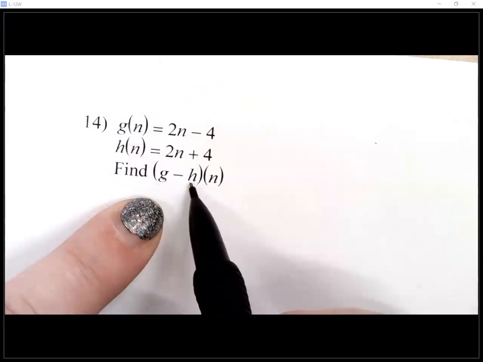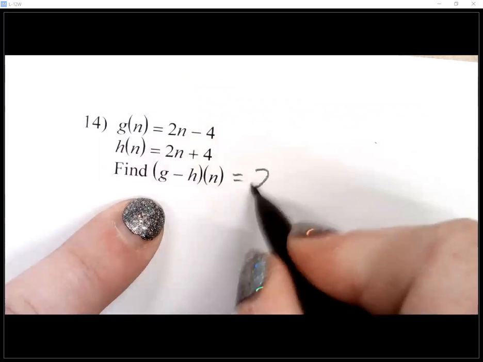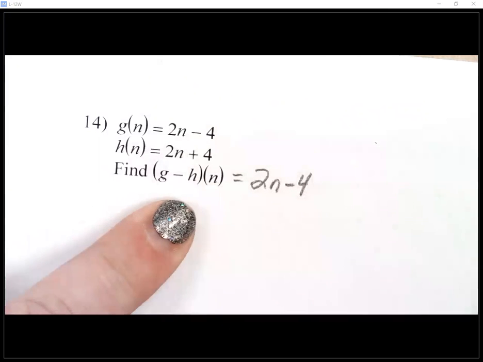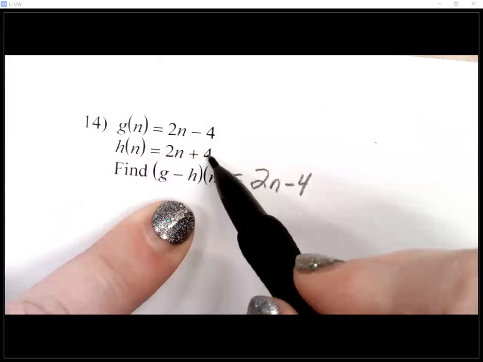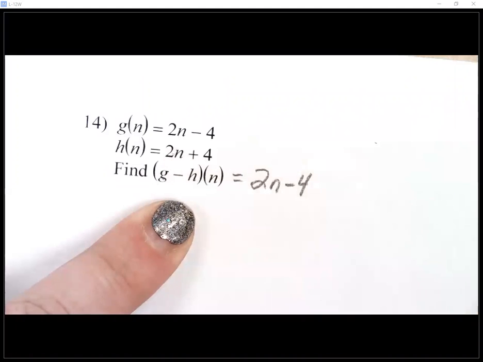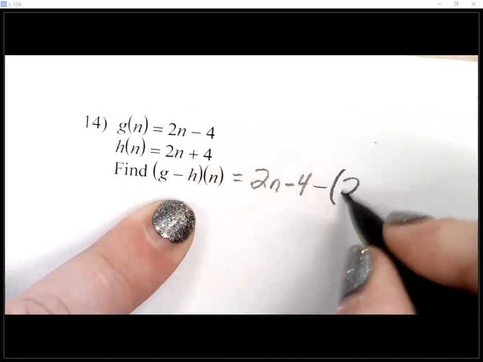So we're going to start off with the G function, which is 2n minus 4. Now, here's where kids mess up sometimes, but you won't because you're listening to me right now. You need to subtract the entire H function. Since the H function has two pieces, you can't just subtract 2n. You got to subtract all of it. So you should be writing it like this: minus the whole thing, 2n plus 4.